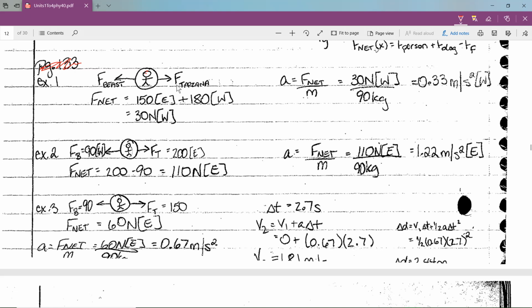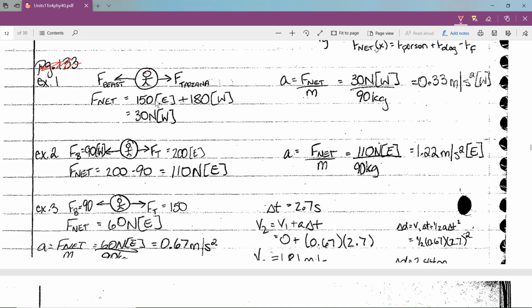So the net force in this free body diagram is, well, Tarzana was pulling at 150 newtons to the east. Be careful, the Newton symbol is N. Some people get that confused with north. But N is for newtons. If I put it in square brackets, then I'm talking about the direction north. So I got 150 east and 180 west. So the net force is 30 newtons to the west.